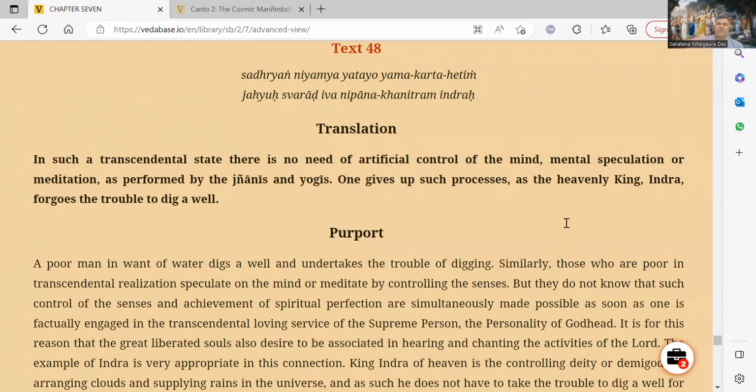Srila Prabhupada is very clear. There are no doubts. There's no gray area there. In such a transcendental state, there is no need of artificial control of mind, mental speculation, or meditation, as performed by the jnanis and the yogis. One gives up such processes as the heavenly king Indra forgoes the trouble to dig a well. The analogy is, he doesn't need to dig a well for water. He's the king of rains, right?